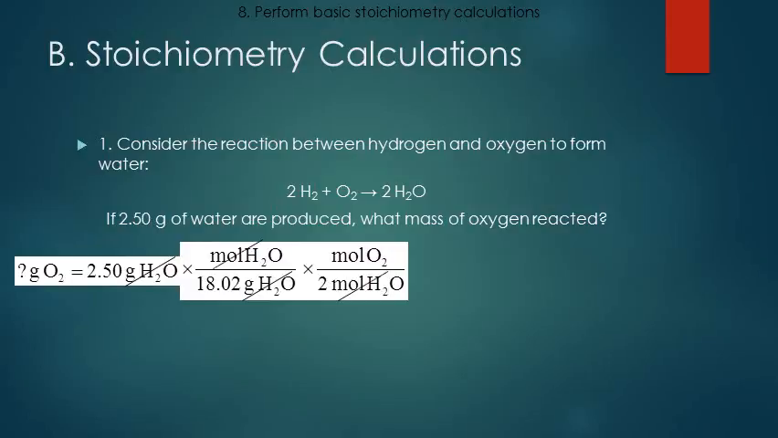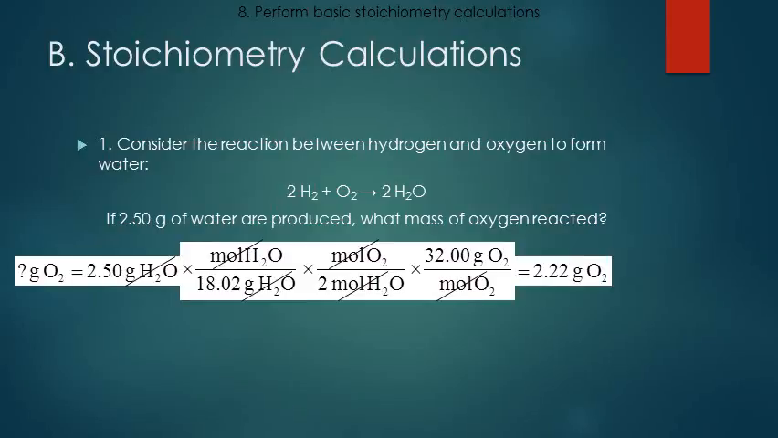So moles of water cancel. Now notice I have moles of oxygen. We can now convert that into a mass using the molar mass of oxygen, which would be 32.00 grams of O2 for every mole of O2. Moles of O2 cancel, and now if you look at our units, everything works out. We're in grams of oxygen. We plug this in our calculator and we get 2.22 grams of oxygen. So to answer the question, if 2.50 grams of water are produced, 2.22 grams of oxygen have reacted.